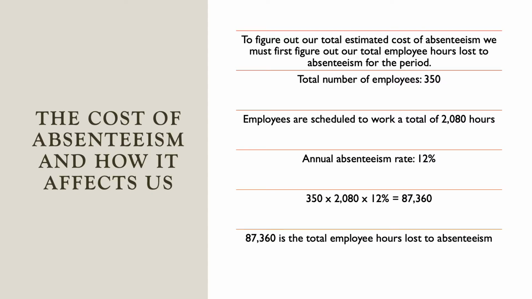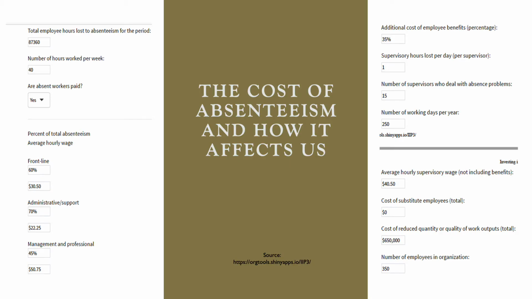To figure out our total estimated cost of absenteeism, we must first figure out our total employee hours lost to absenteeism for the period. Based on the numbers we are seeing this year, our total number of employees is 350. Our employees are scheduled to work a total of 2,080 hours, and our annual absenteeism rate is 12%. If you multiply the total number of employees by the total work hours scheduled for employees, by the annual absenteeism, you will get the total employee hours lost to absenteeism, which is 87,360.